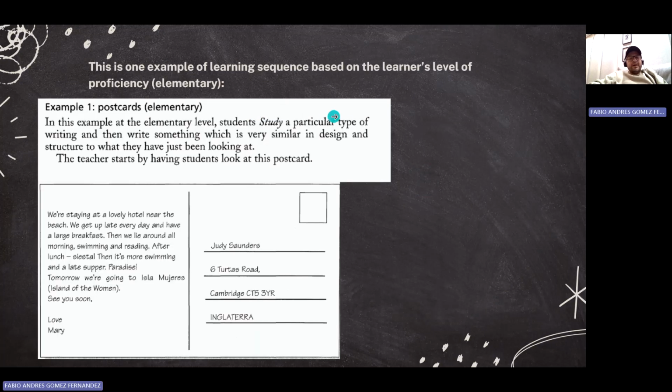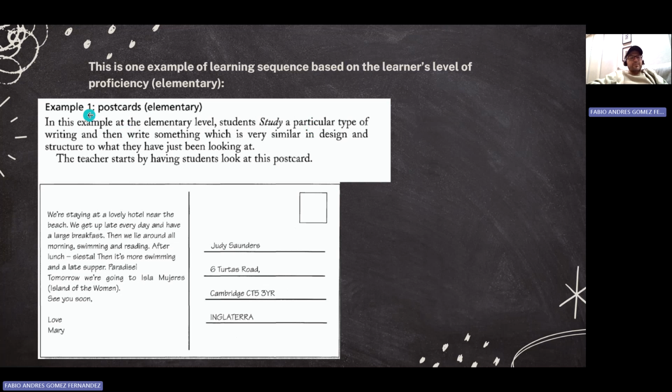This is a small example of a learning sequence based on the learner's level of proficiency. In this case, it is for elementary. This is just a little exercise. I will go quickly over this exercise because it's been quite some time already speaking.